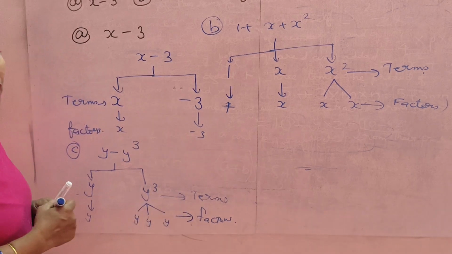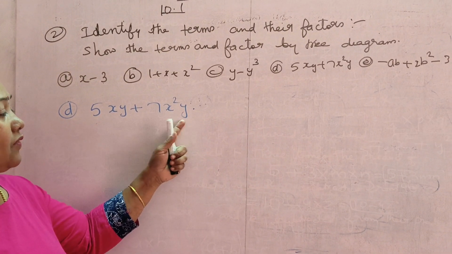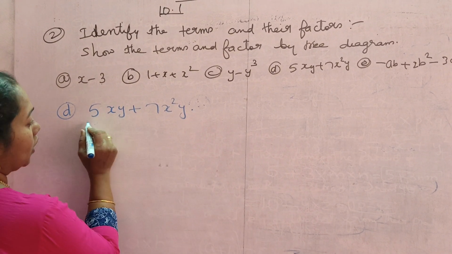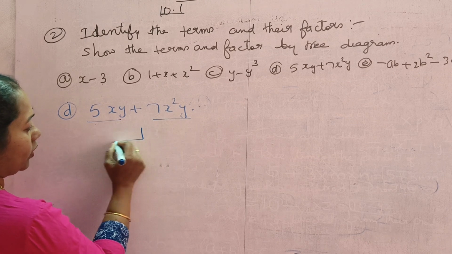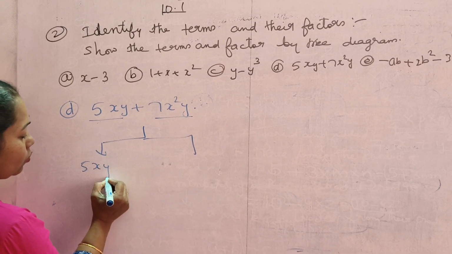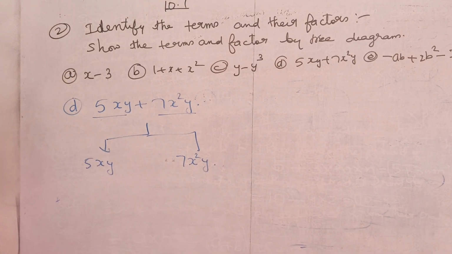In this way, you have to mention this one. Now, the next question is 5xy plus 7x squared y. So, in this one, how many terms are there? Two terms: 5xy and 7x squared y. So, these are the two terms.